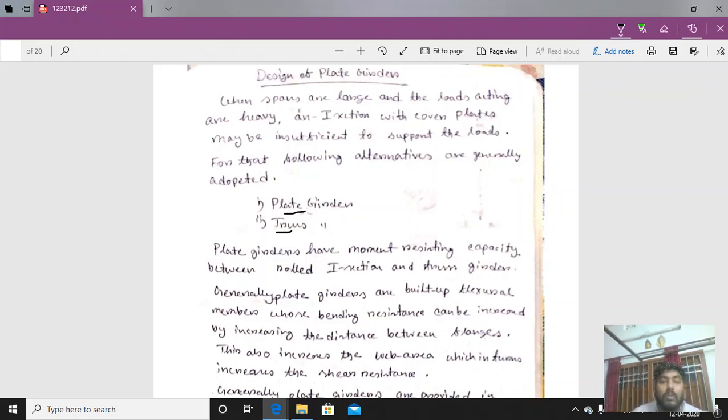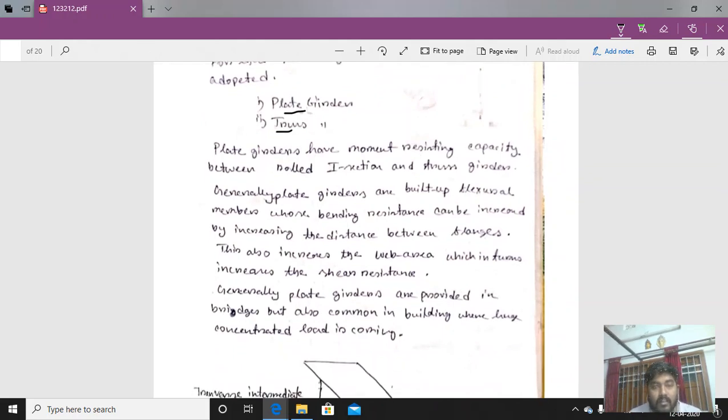So what is coming in the plate girders? Plate girders are very much moment resisting. Plate girders have their moment resisting capability. That means they can resist the moment coming from the huge amount of load, in between the rolled I section and the truss girders.